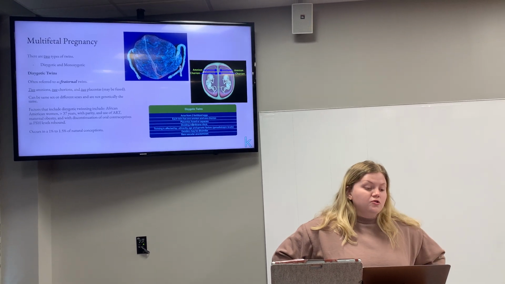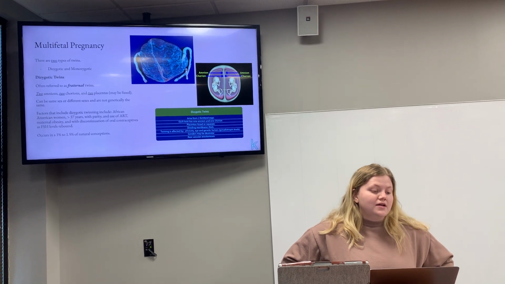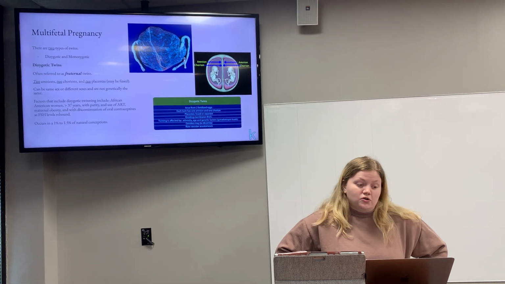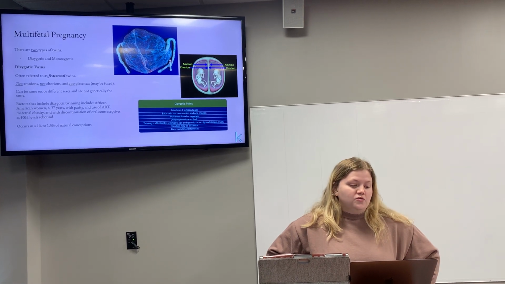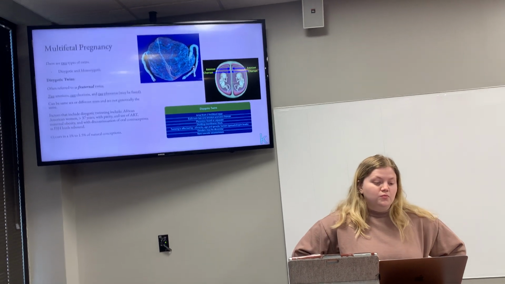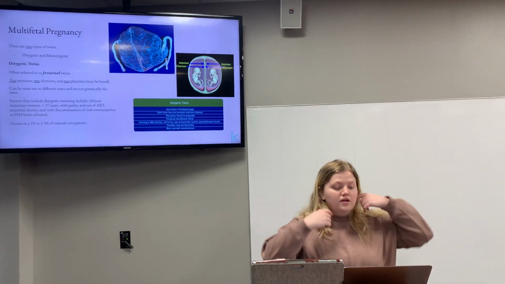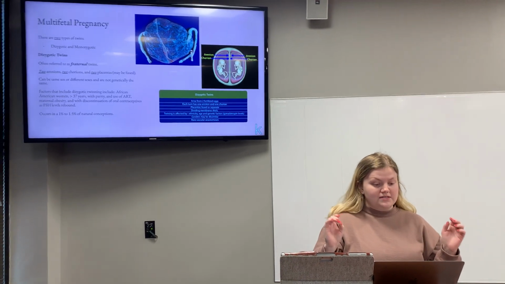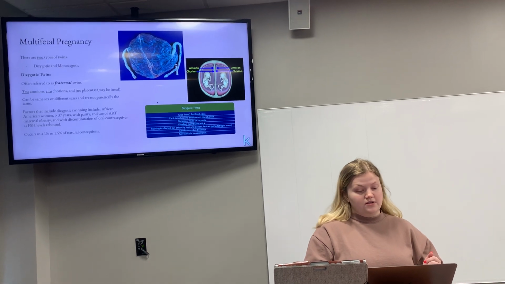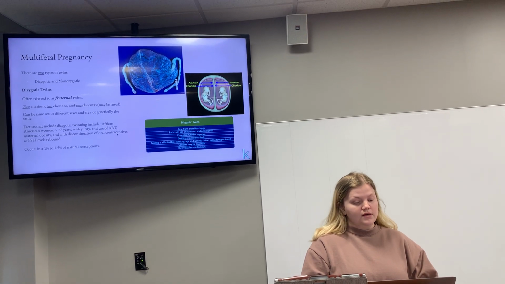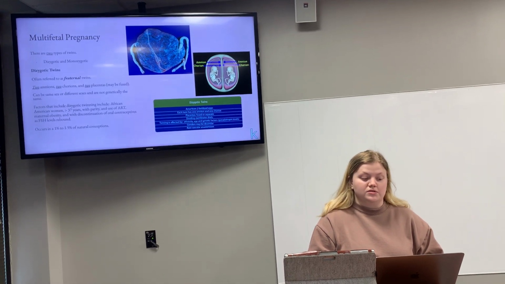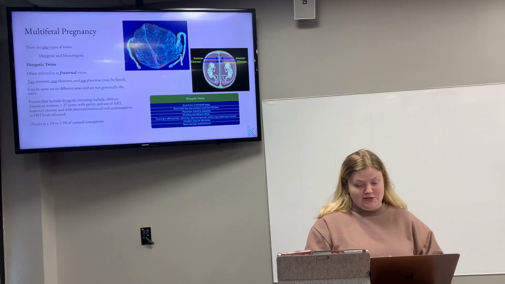But there are two types of twins, dizygotic and monozygotic, I think is how it's said. Dizygotic is fraternal twins, so there's 2 amnions, 2 chorions, which you can see in this photo, and 2 placentas. They can be separate or fused. They can be the same sex or different sexes, not genetically the same. And then there are some risk factors for dizygotic twinning, and it occurs in 1% to 1.5% of natural conceptions.